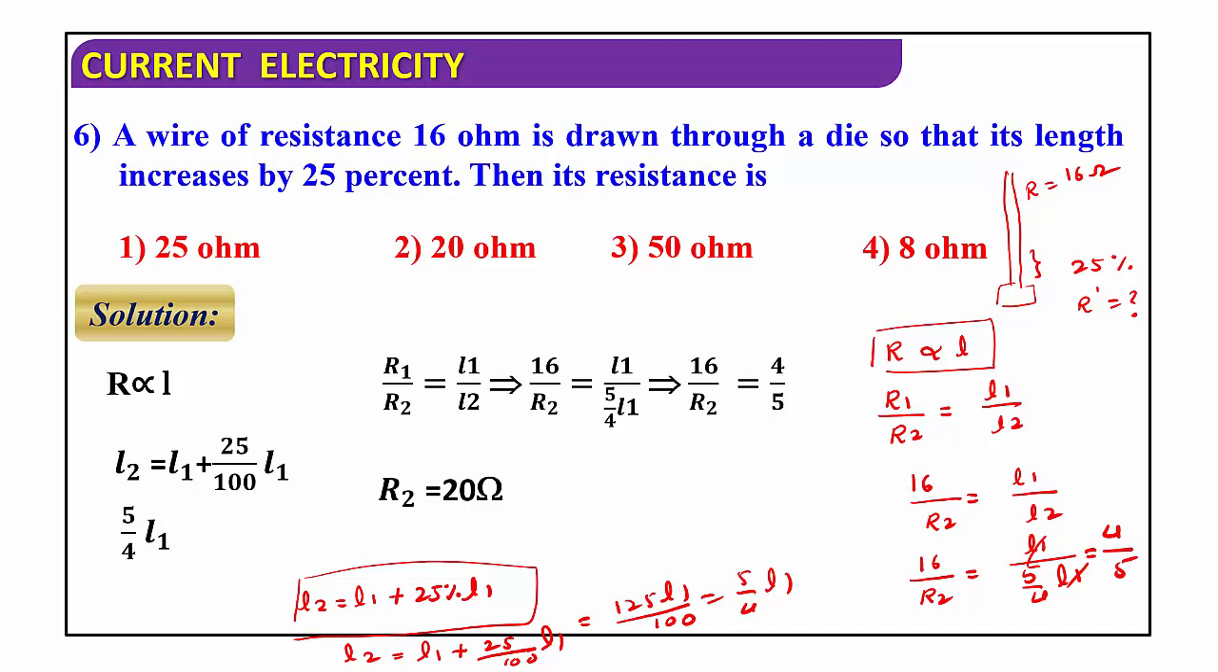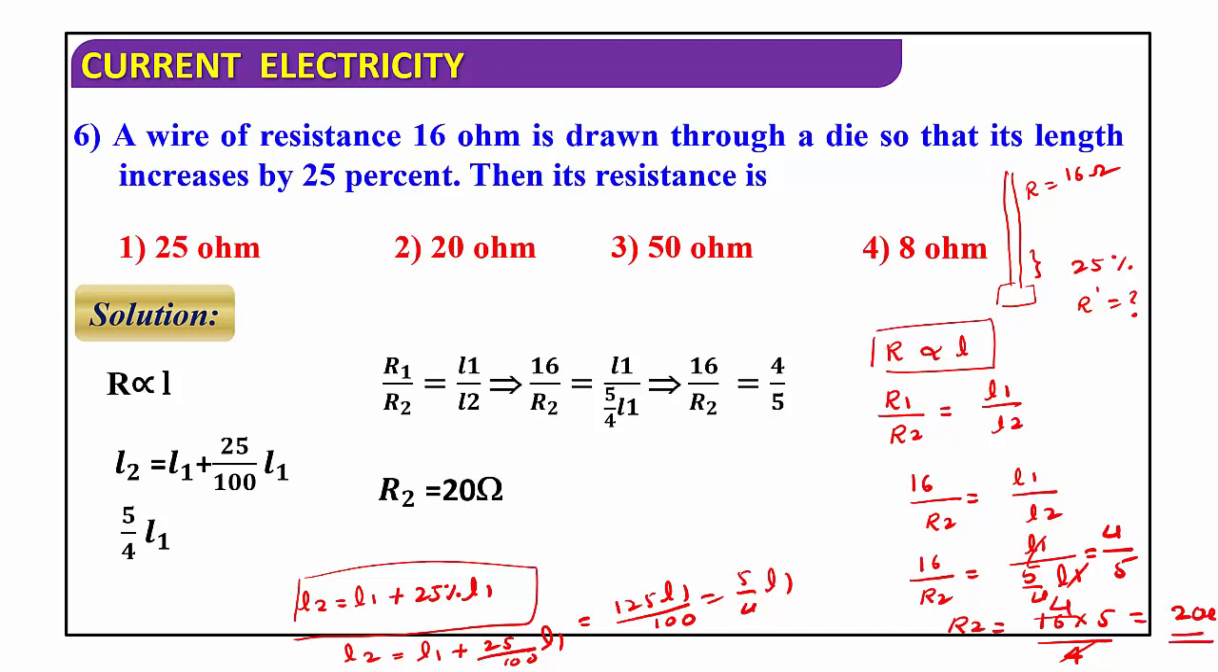Then easily you will get the R2 value. So R2 is equal to 16. We can take R2 on the RHS, remaining terms on the LHS: 16 into 5 divided by 4. So 4 1s are 4, 4 4s are 16, which is equal to 20 ohm. This is the final answer.